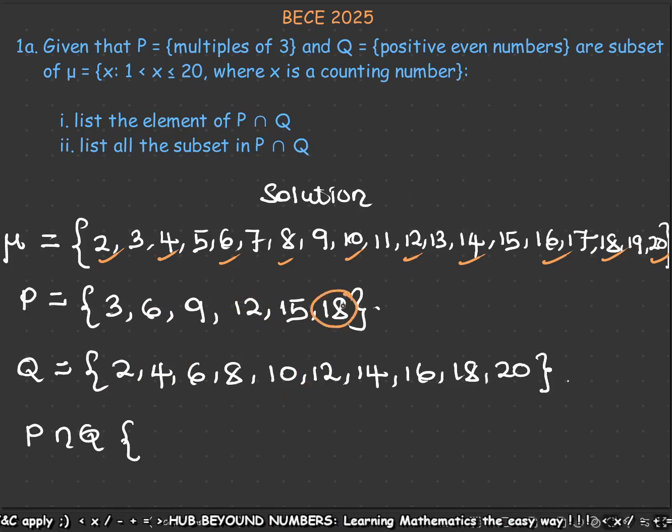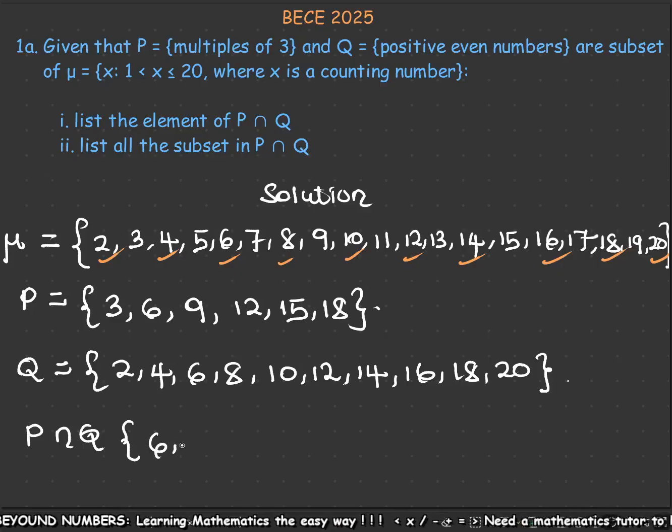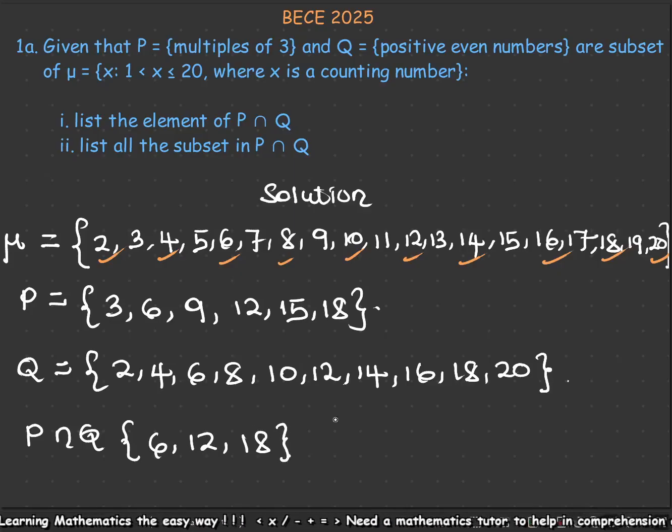And finally, there is 18. There is also 18 over here. So for our P intersection Q, we list that out as 6, 12, and then 18. We are done with that.